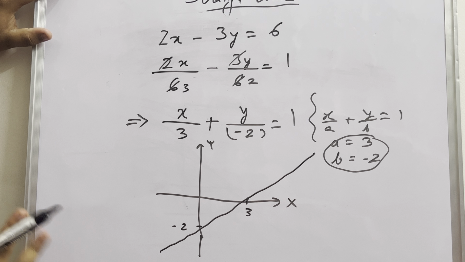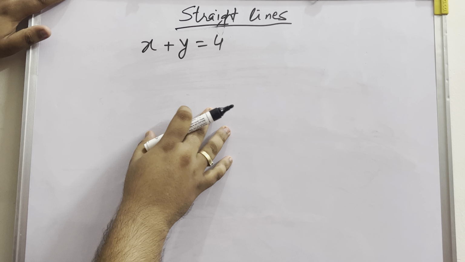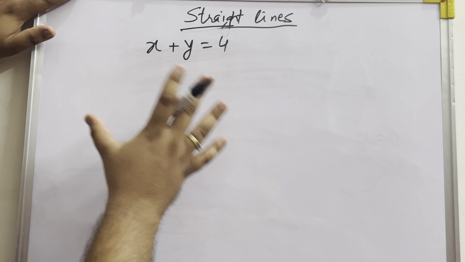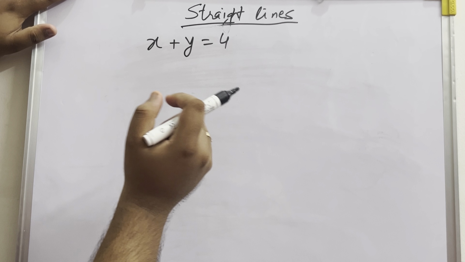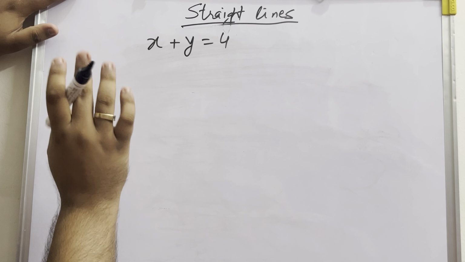Let us look into the other format of how we can solve this problem. This was the first equation that we had taken, and the first method that we saw was the intercept form. Let us see the method that I use the most. I don't have a name for that method, you can name it on your side.